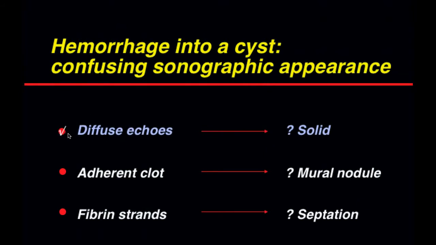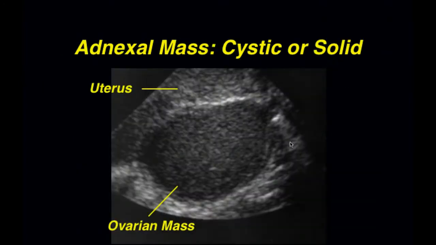Well, those diffuse low-level echoes in a lesion may make us think we're looking at a solid lesion. So here is a mass where it's not that easy to see acoustic enhancement. It's not easy to be confident we're seeing a wall. Maybe we are, maybe we're not. These are not simply all low-level ground glass echoes. There's a few slightly higher amplitude echoes in there. We have some concerns.